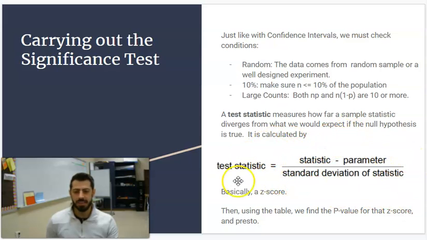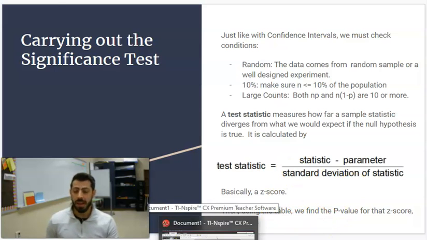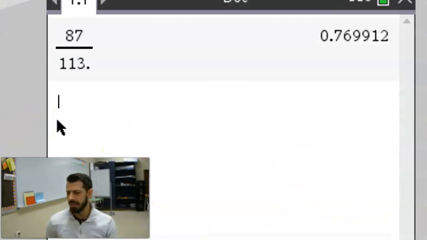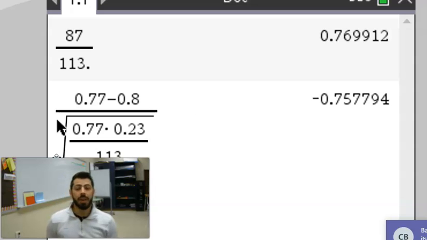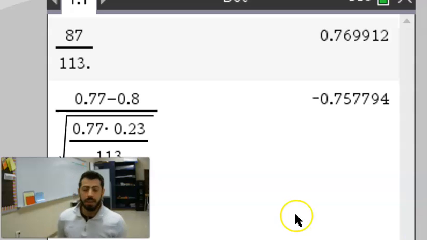and then divided by the standard deviation of the statistic, which, again, is the formula that we had way back, square root of p times 1 minus p over n. So if we're doing this by hand, I say by hand, but I'm still using a calculator, 0.77 minus 0.8 divided by the square root of p hat, the statistic, 77.313. And we get a z-score of negative 0.7577. Now, again, it says go to the table to see what that would be.